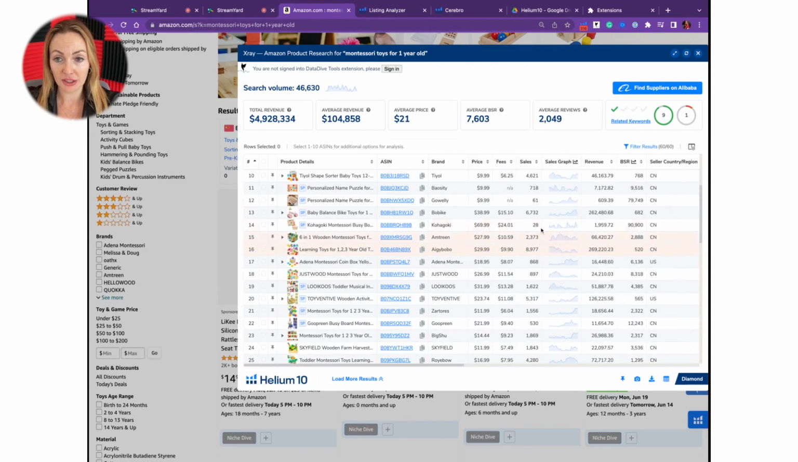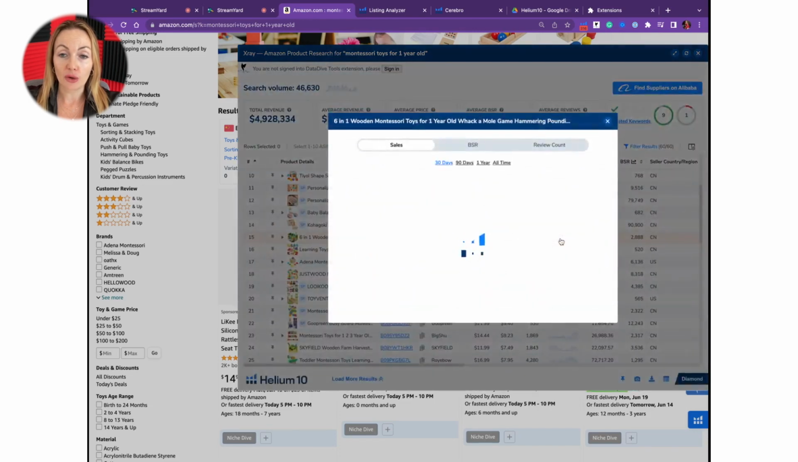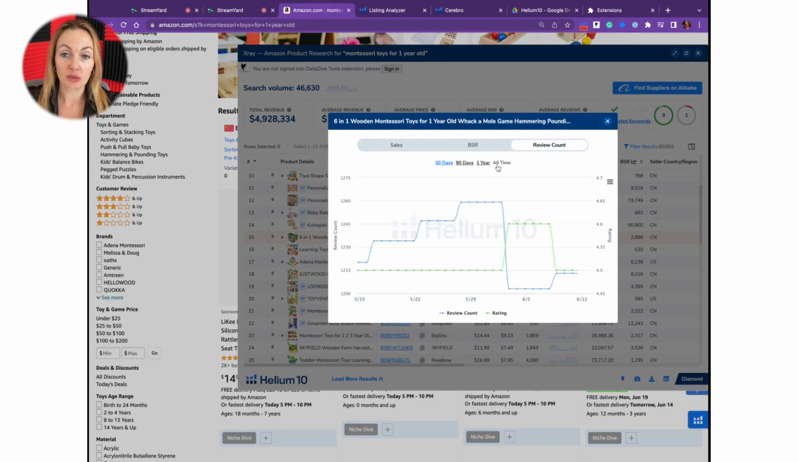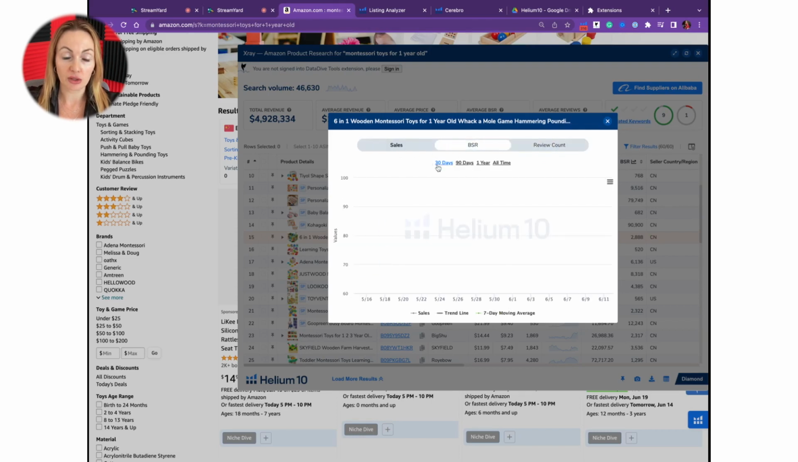And what else can you see here? You can see the sales graph. The sales graph shows you how good or bad sales have been for the specific product over time. You can always choose all time, 1 year, 90 days and 30 days. You can look at the reviews, the BSR, and the sales, based on these different time frames.